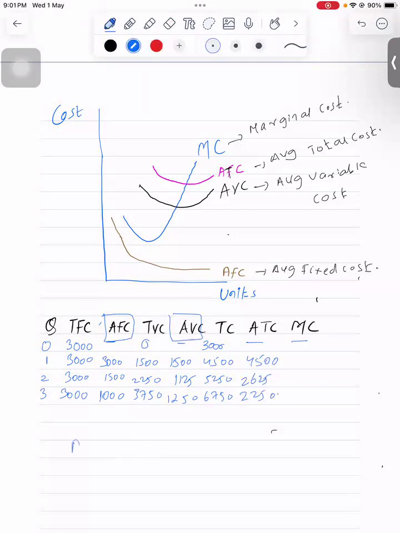Okay, so average total cost curve is combination of average fixed cost plus average variable cost. Average fixed cost curve has a downward sloping shape. Average variable cost has a U-shaped curve. So that's why because of these two combination, the slope of ATC is also looking like a U shape. Okay, so ATC curve is the combination of AFC curve and AVC curve.